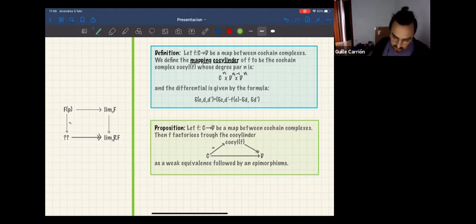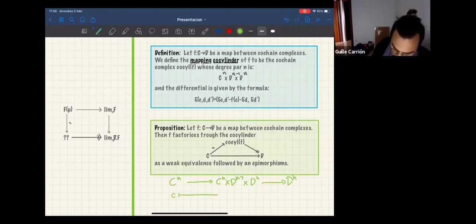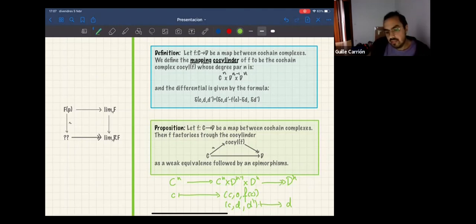But the factorization is the key here and is given by this formula. C is sent to C, 0, FC, and a point C, D prime is sent to D. It is easy to see that this map is surjective, and there's no problem to see that this map is a quasi-equivalence.